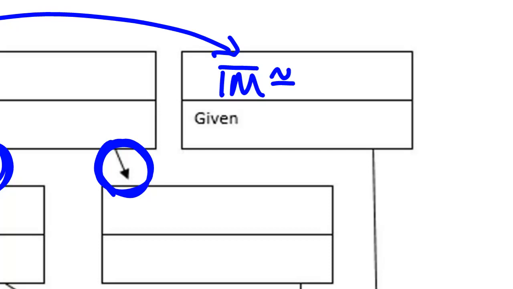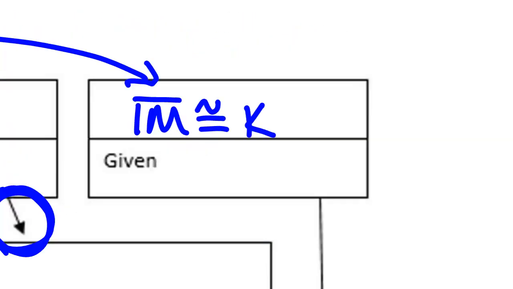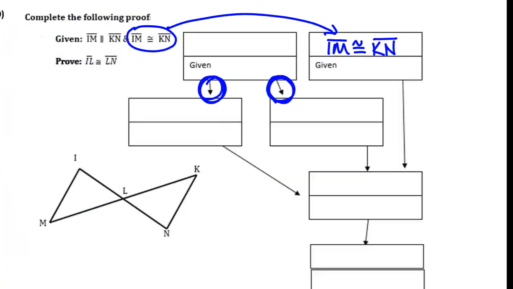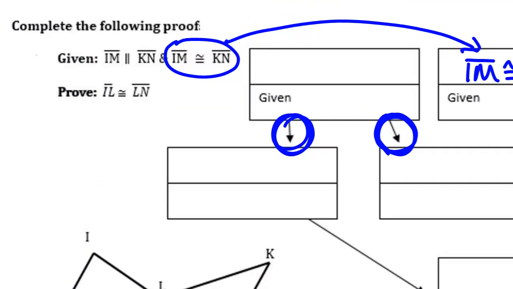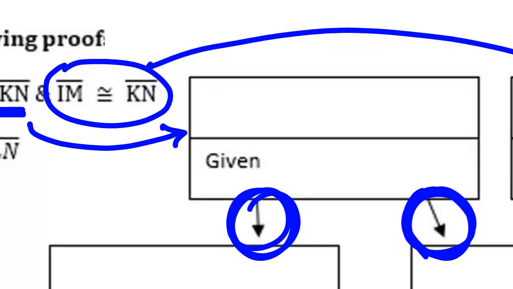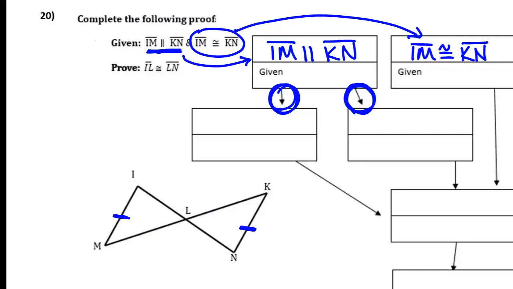IM is congruent to KN. So this is congruent to this. My other piece of given information, talking about parallel, IM is parallel to KN. I'm going to put in this box because I'm going to be able to get more than one piece of information from this. When they tell me about things that are congruent, that's all I'm going to be able to get from it.